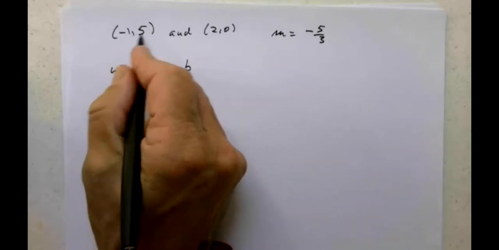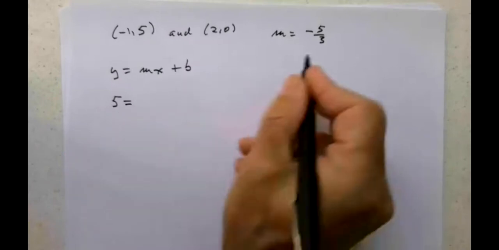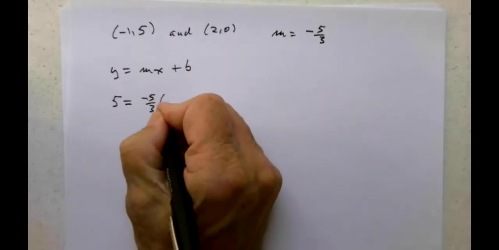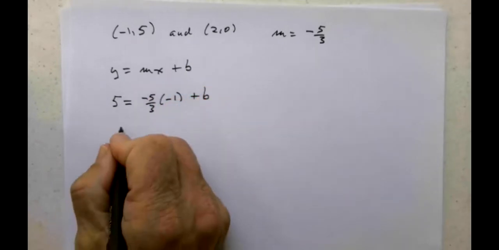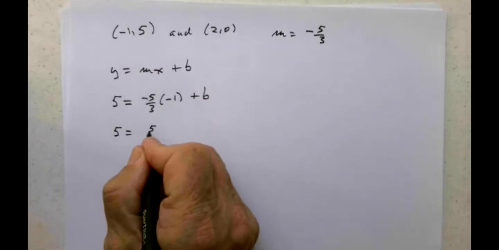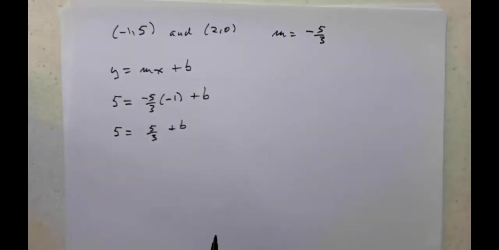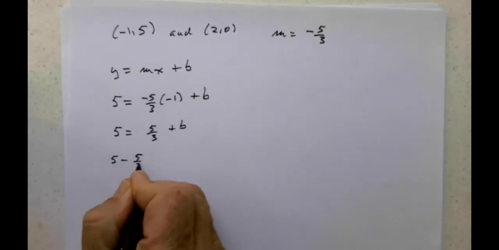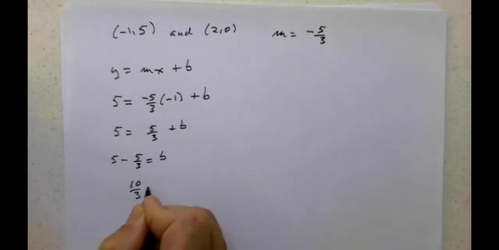This time for fun, I'll use the point (-1, 5). So I'll plug in 5 for y. m is -5/3. x is -1, plus b. So now I have 5 equals 5/3 plus b. Subtract 5/3 from both sides. 5 minus 5/3 is b. That's 15/3 minus 5/3. 10/3 is b.